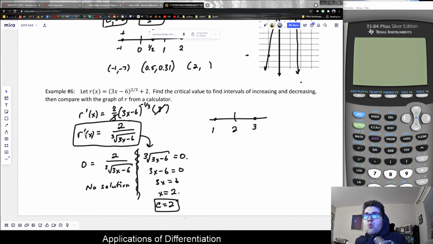But if we plug in 1 into the derivative or 3 into the derivative, what would that give us?